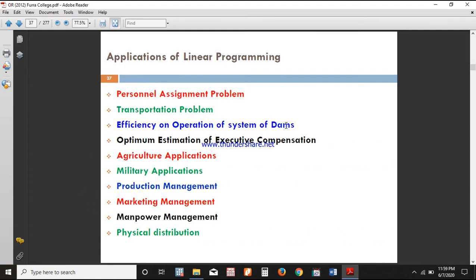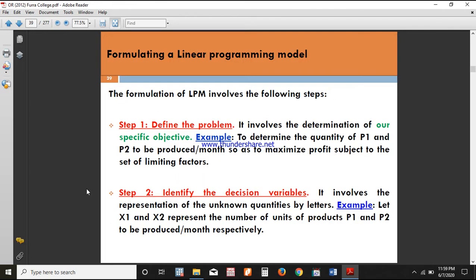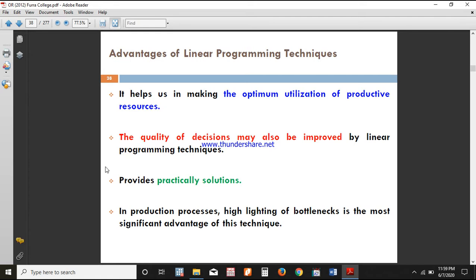Therefore, there are different applications of a linear programming model. As you can see from this PowerPoint display, personnel assignment, transportation problems, efficiency in the operation of a system of dams, agricultural applications, military applications, and physical distribution can be solved through a linear programming model. The first advantage of this model is optimization, to optimize the utilization of productive resources so as to make the best decision.